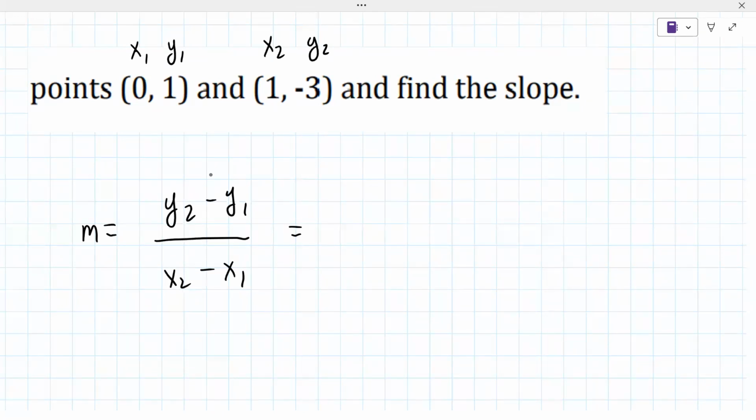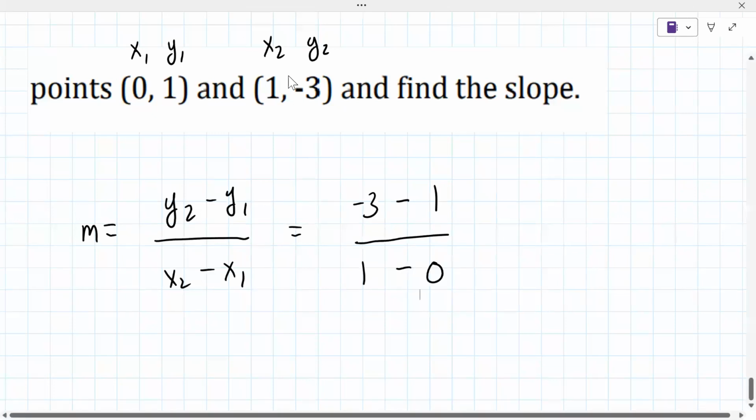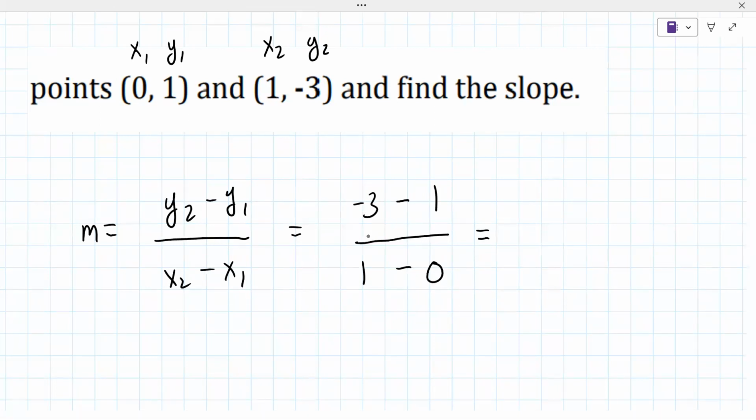So now y2 is -3 minus y1, which is 1, over x2, 1 minus 0. So when the y is negative, you just put it in. That's no big deal. We'll get to what to do when the x is negative, but will you try simplifying this, please? Okay.